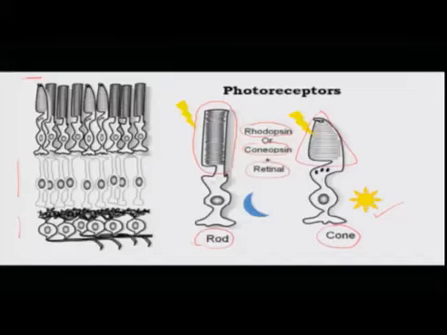The third difference between the rod and cone photoreceptors is that rod cells are not able to detect flickering light faster than 50 cycles a second, but the cones are able to detect that high frequency of flickering light.